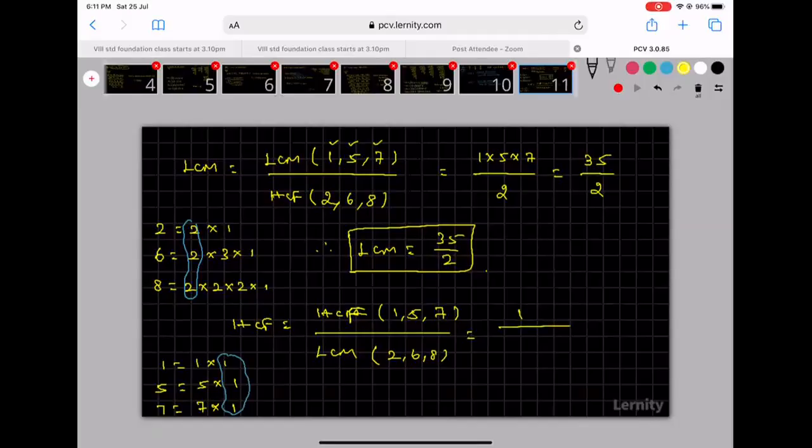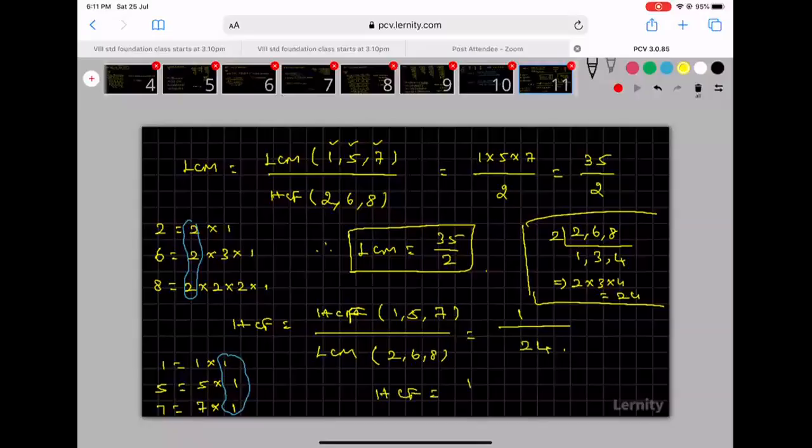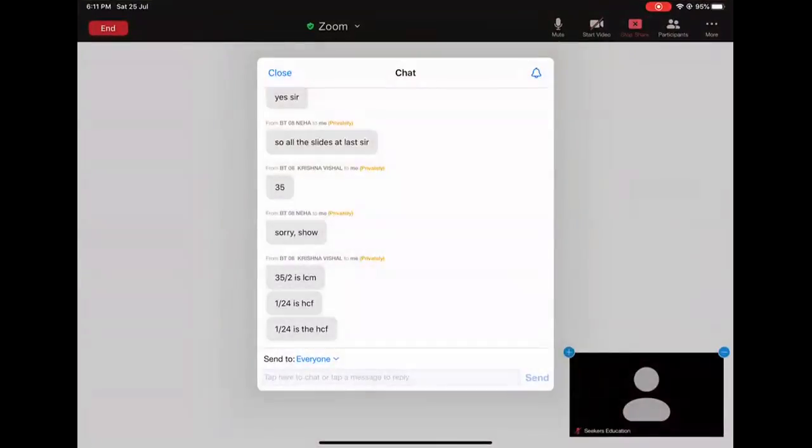HCF is 1. And to find the denominator, I will do the problem here. The denominator is 2 comma 6 comma 8. LCM is equal to 2 into 3 into 4, so my value is 24. Therefore LCM is equal to 24, and therefore HCF is equal to 1 by 24. That is my answer. If you have any doubt, please ask me. Otherwise, we will move to next slide.